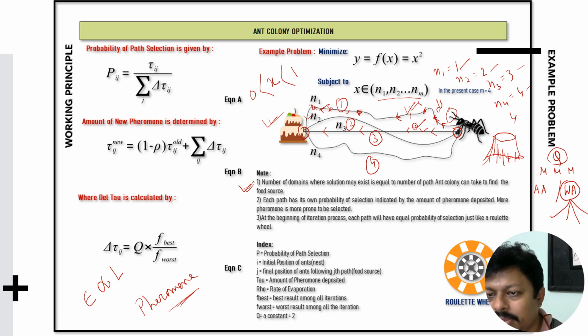If there are 5 discrete domains, N1, N2, N3, N4, N5, then you will consider 5 different paths. If there are 6 domains, 6 different paths. If there are 10 domains, 10 different paths. Please don't confuse this with the number of ants. The number of ants is something different from the number of paths. The number of paths equals the number of domains where the solution is allowed for that optimization problem. The ants are not the solutions.